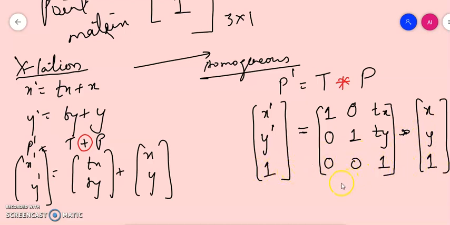So this becomes my final translation matrix. Now the size of the matrix is 3 cross 3 and the operation is multiplication.